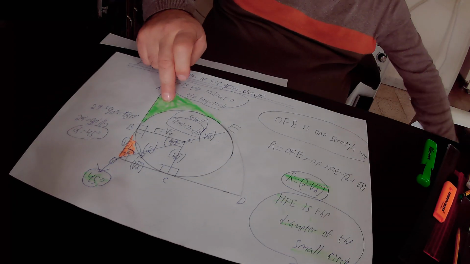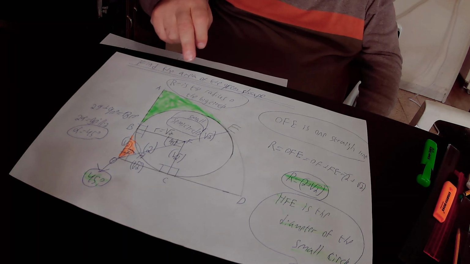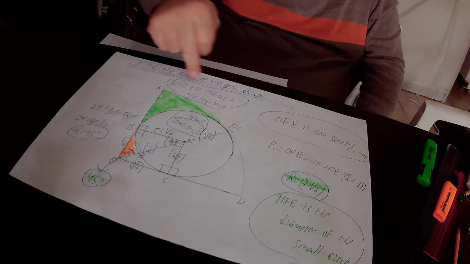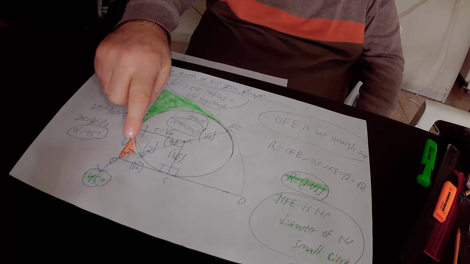Our mission is to find out the area of this green shape. What is the area of the green shape? The area of the green shape equals the area of the big sector AOE minus the area of this small semicircle minus the area of this orange shape HBO.